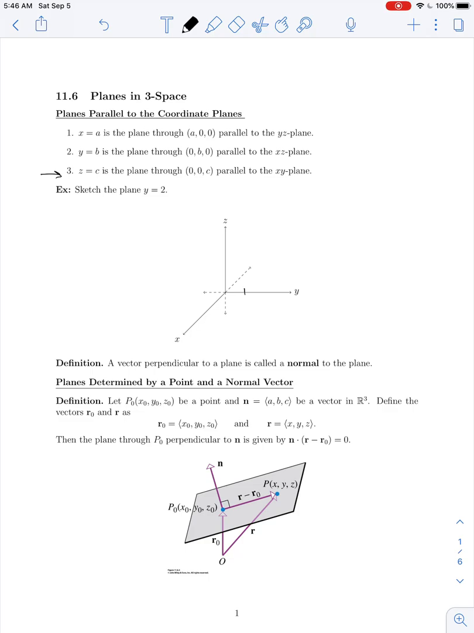So we want to move out 1, 2 on the y-axis. I'm going to go ahead and fill in that dot to indicate that this is a point on this plane. And then I'm going to draw my plane in the following way. I'm going to assume that that point lies on that plane, and then I'm going to bring out its edges here parallel to the x-axis. Maybe bring it out a little bit further.